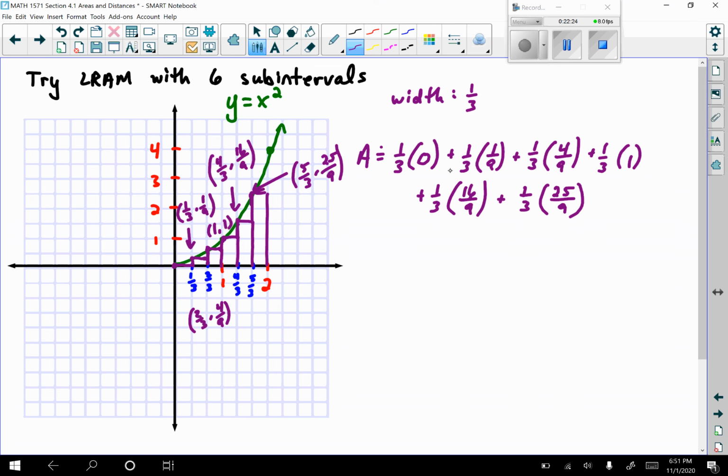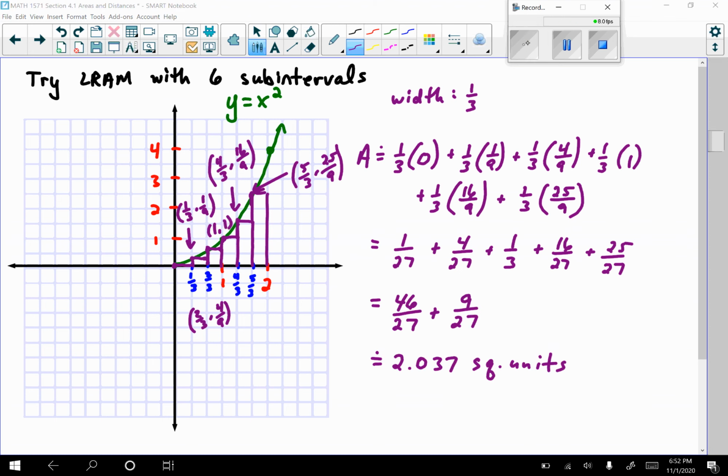All right, so if you notice, we should have 6 parts written out here for the 6 rectangles that we're looking at. So again, that's going to give me a 0. I'm going to have 1/27 plus 4/27 plus 1/3 plus 16/27 plus 25/27. All right, just go ahead and use a calculator to get this all into a decimal. So I did just add all the fractions with denominators of 27. I turned that 1/3 into 9/27. So we're getting 55/27, or approximately 2.037 square units.